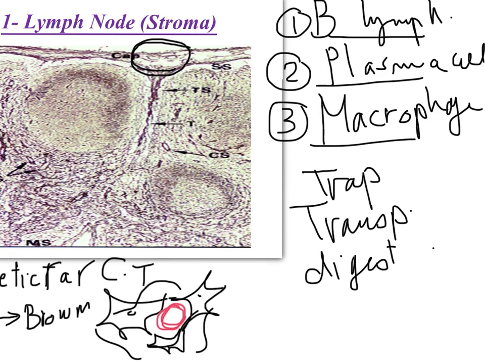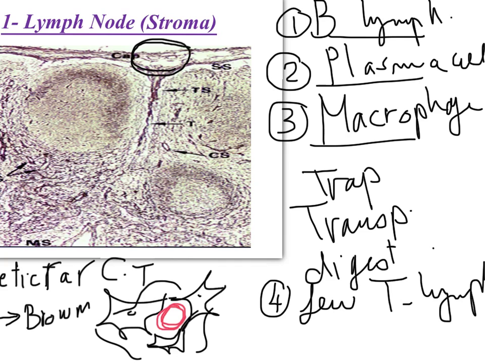Also we have few T lymphocytes. Number 4, few T lymphocytes. So we have now B lymphocytes, her daughter plasma cell, her important assistant macrophage, and few T lymphocytes.